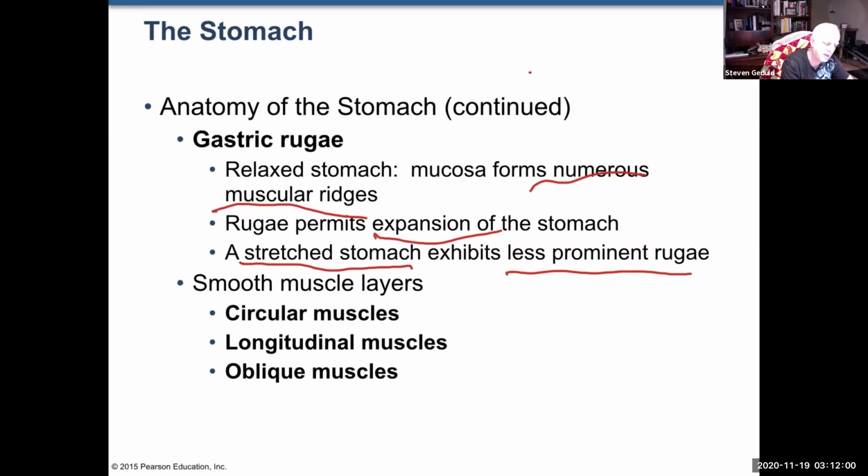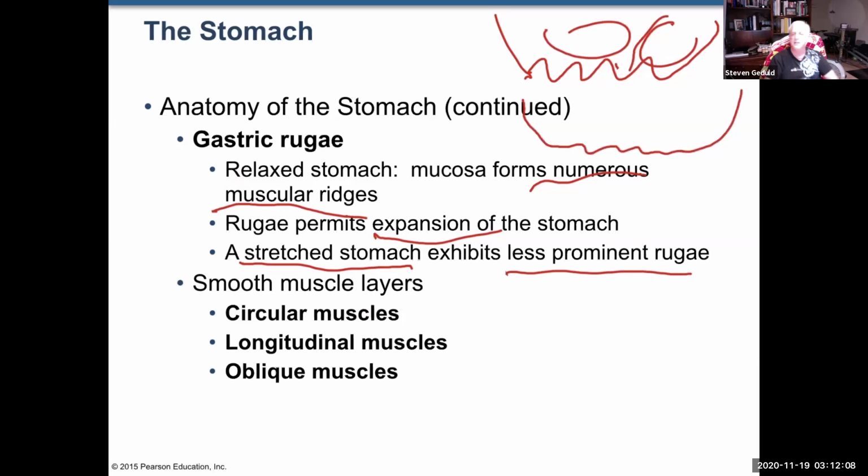This is your stomach when it's relaxed here. You start to fill it with food, it pushes on here, and these rugae start to flatten out. That's what they're for. They allow the stomach to expand so it can store food as you eat.